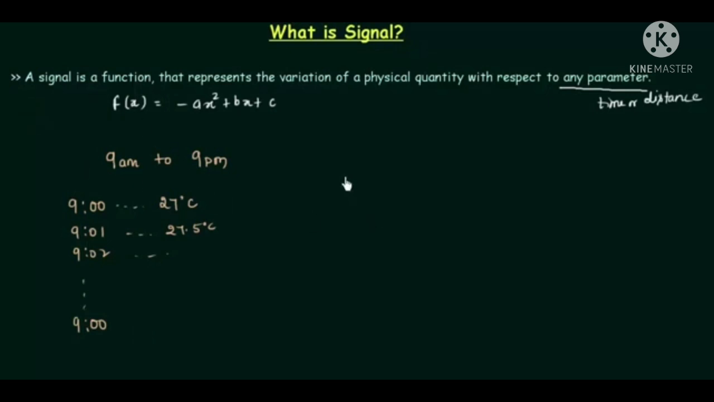We can plot it. So let's try to plot it. You already know that the x-axis is used for the independent quantity, and the y-axis for the dependent quantity. In this case, the independent quantity is time. Definitely time is independent. I will represent it by small t, and this axis will represent my temperature, capital T, and as it is dependent on time, I will write T(t) here.